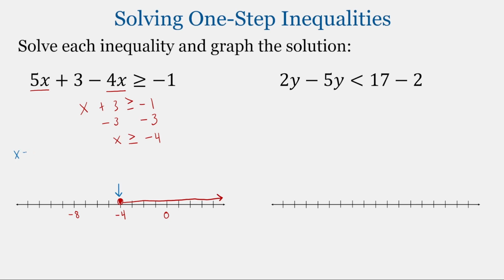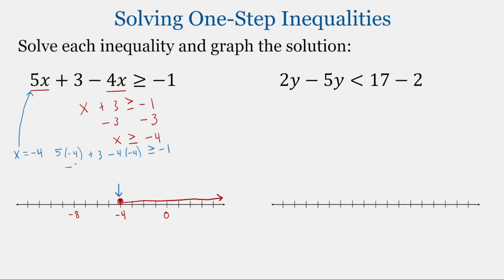So at x equal to negative 4, now this is a part of the solution. So we should get a true statement when we plug x equal to negative 4 back into the original inequality before any simplification was done. And we do that in case we made a mistake simplifying. So we have 5 times negative 4 plus 3 minus 4 times negative 4 greater than or equal to negative 1.